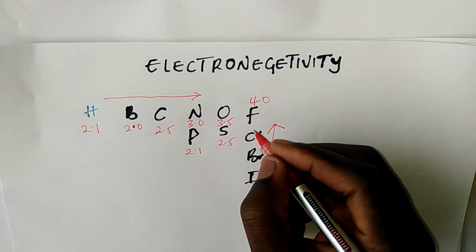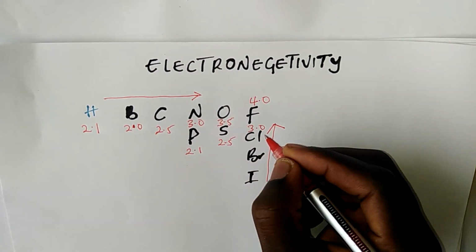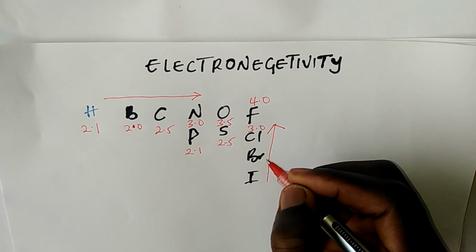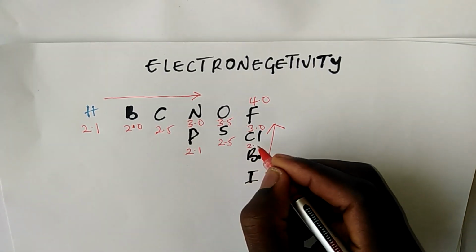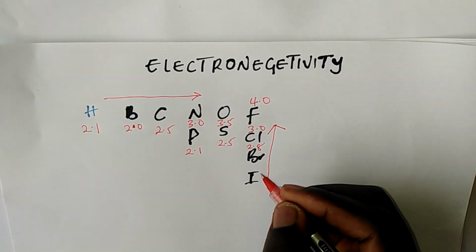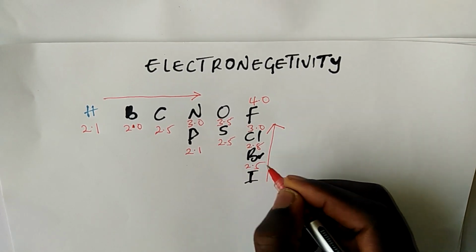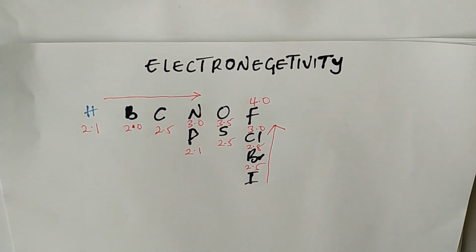That of chlorine is 3.0, and that of bromine is 2.8, and that of iodine is 2.5. So now, this is the electronegativity of these elements. If you look at it carefully, you see fluorine has 4.0, which means fluorine is the most electronegative element. Now, let's look at how this is related to the calculation of oxidation number.